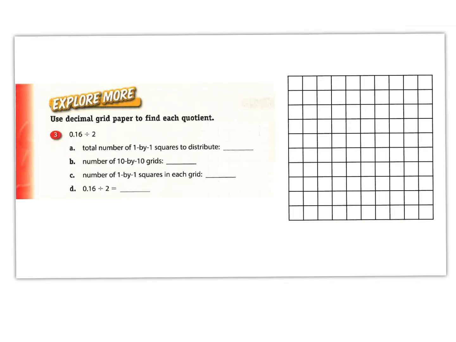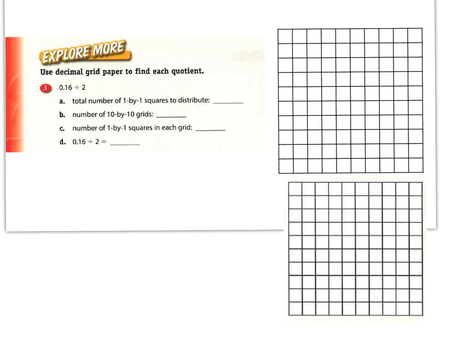So this says use decimal grid paper to find each quotient. Remember, the quotient is the answer. So we have 16 hundredths divided by 2. So we actually need another grid, so we'll add that in. So now we have the total number of 1 by 1 squares to distribute. Well, that's 16 out of 100, so we need to distribute 16. And then we have 2 10 by 10 grids because we're going to divide that by 2.